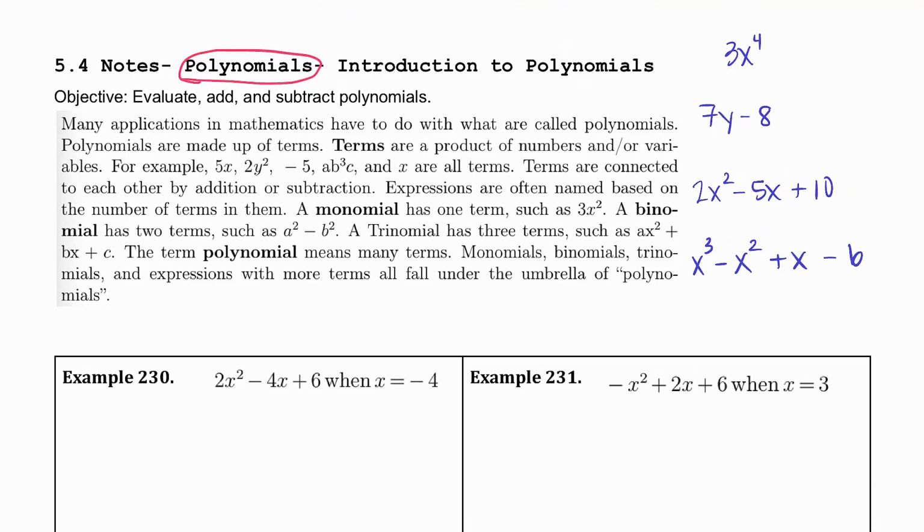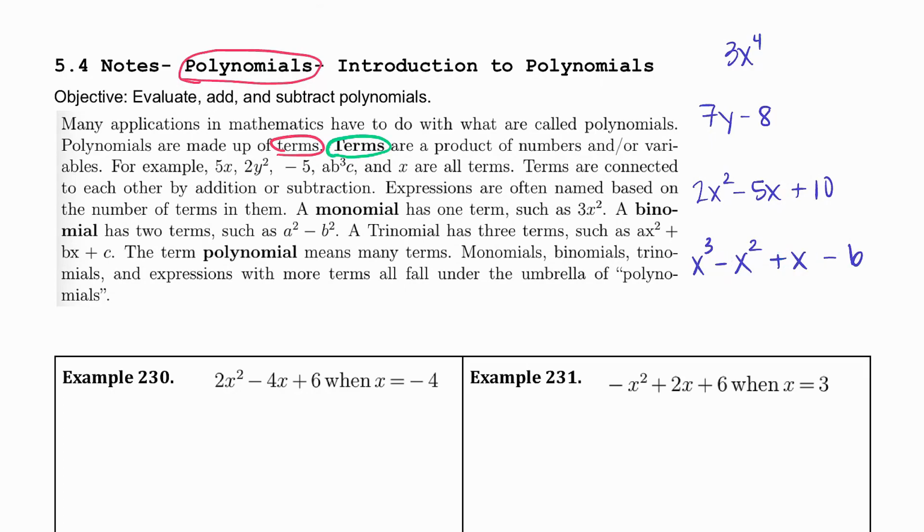A polynomial is made up of terms. So now let's define what terms is. Terms are basically the different pieces of an expression or of a polynomial. So for example, I gave you multiple polynomials over here. This is a term, these are terms, these are terms, these are terms. So it's what makes up an expression, and they're always kind of separated by addition or subtraction.